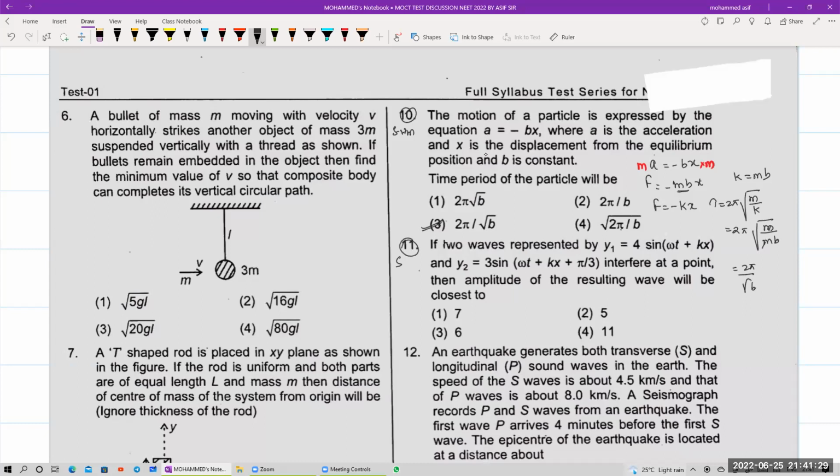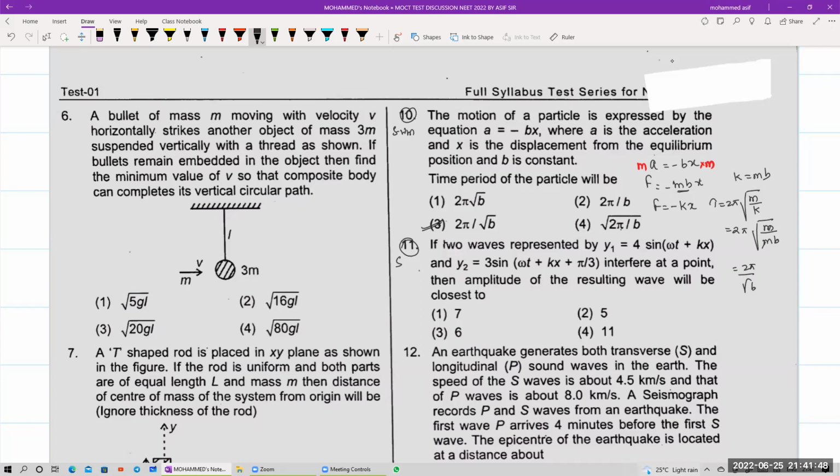You can do this question also better. If two waves are represented by y1 equals 4 sine(omega t plus kx), which means it is moving in the negative x-axis, and y2 equals 3 sine(omega t plus kx plus pi by 3), there is a phase difference of pi by 3. They interfere at a point, then the amplitude of the resulting wave.